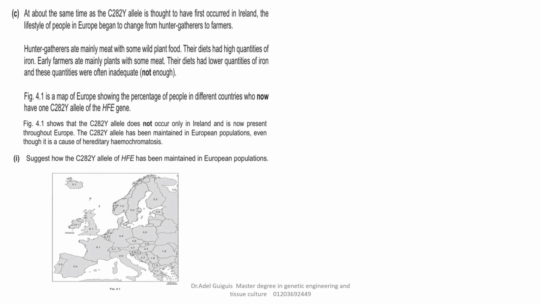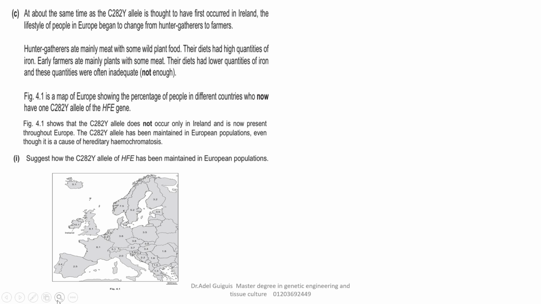Figure 4.1 is a map of Europe showing the percentage of people in different countries who now have one mutant allele of the HFE gene. Figure 4.1 shows the C282Y mutant allele does not occur only in Ireland and is now present throughout Europe. The C282Y allele has been maintained in European populations, even though it is a cause of hereditary hemochromatosis. The question now suggests how the C282Y allele of HFE has been maintained in European populations. How was it maintained?